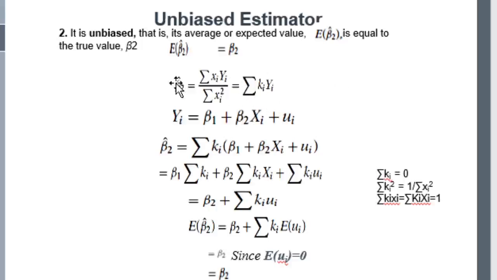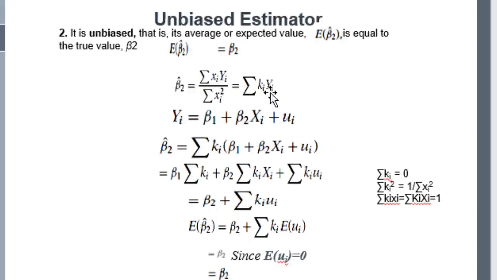Then we will say this beta 2 cap is a linear estimator. Here we are going to derive the unbiasedness property using this equation. Here beta 2 cap equal to sigma ki yi. Now replace this yi with the original linear equation, that is yi equal to beta 1 plus beta 2 xi plus ui. Replace this yi by this.